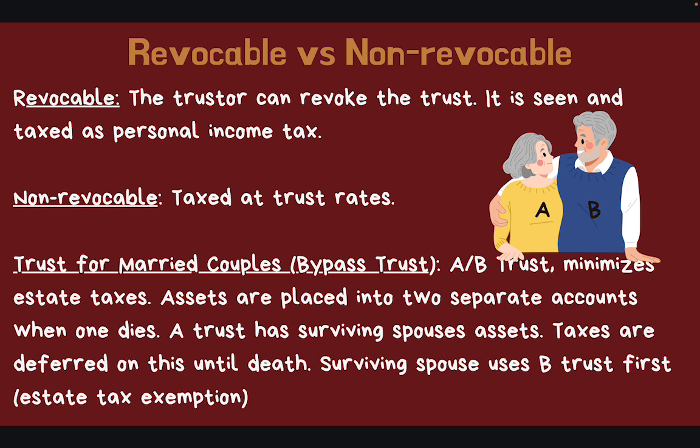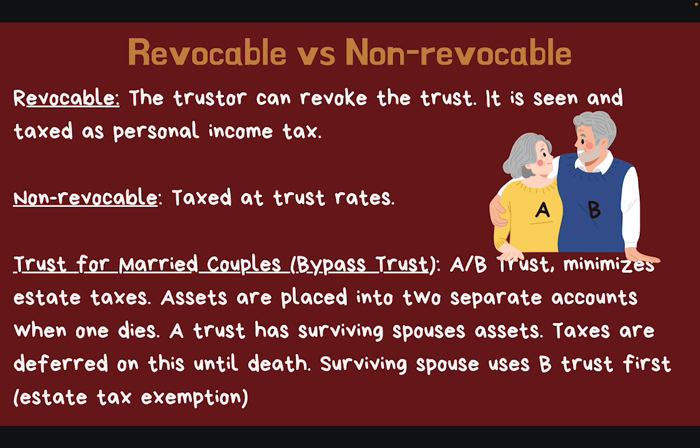It is seen and taxed as personal income, which means at a higher rate, up to 37%, if it's revocable, but you have the option to change your mind. Non-revocable is taxed at trust rates, which are between 15 and 20%. Okay, so there's a tax advantage to having a non-revocable trust.